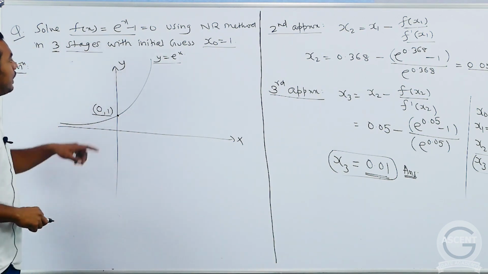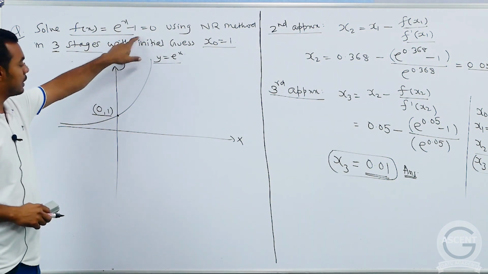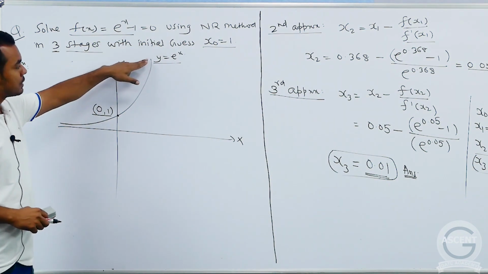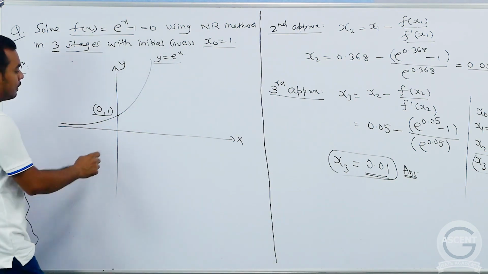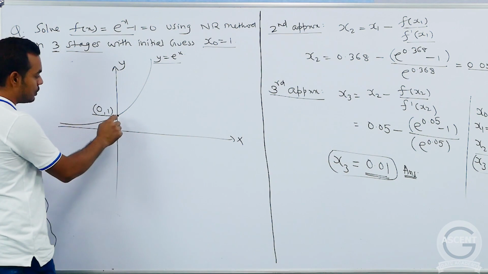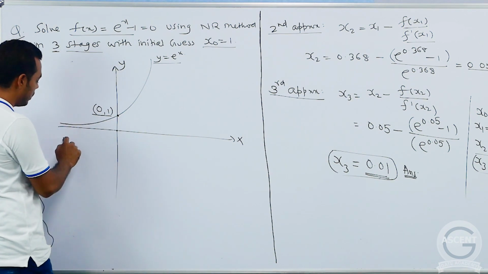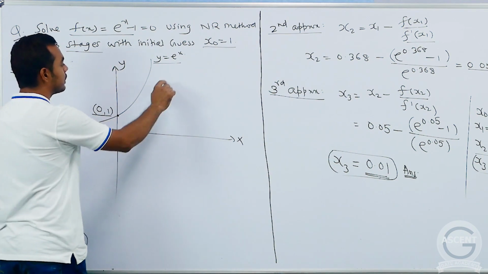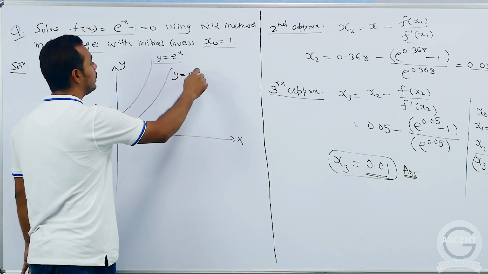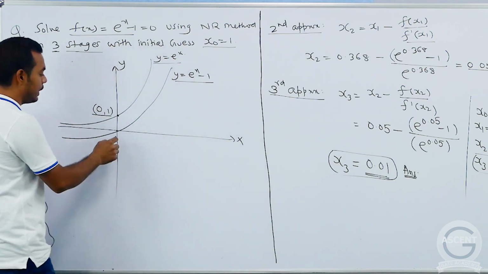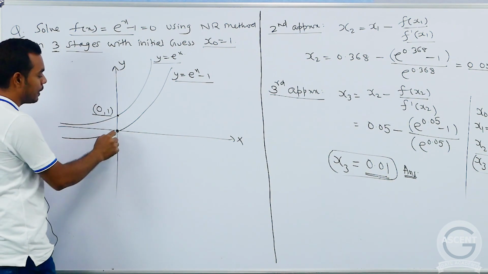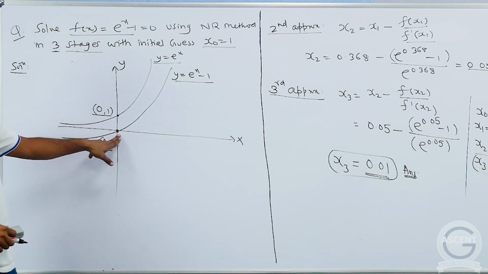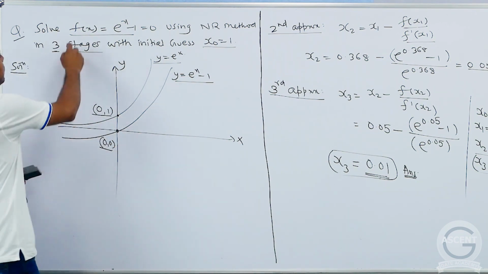Now if we are interested in drawing the graph of e to the power x minus 1, this means we have to shift the graph of y equals e to the power x by 1 unit towards the negative y-axis. So this point (0, 1) will become (0, 0). So now the graph will be something like this. This will be your graph of y equals e to the power x minus 1. And as you can clearly see, the point where this graph is crossing the x-axis is the origin (0, 0). So this means the actual root is x equals 0.